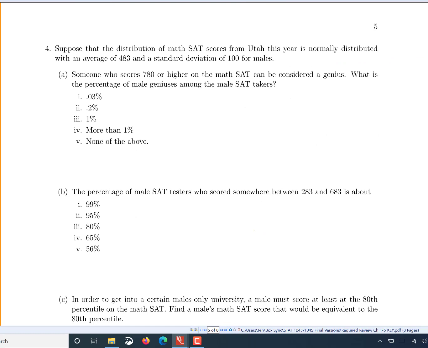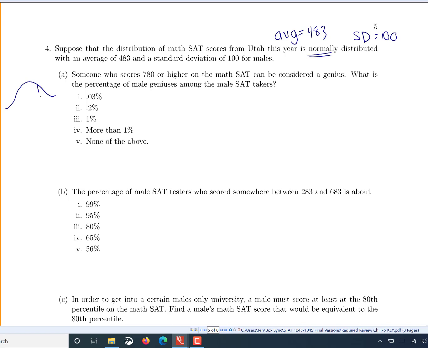Number 4, suppose the distribution of math SAT scores from Utah this year is normally distributed with an average of 483 and a standard deviation of 100 for the males. So normally distributed, that means we're talking about things from chapter 5. We're going to have an average of 483 and an SD of 100. Let's see. Someone who scores 780 or higher on the math SAT can be considered a genius. What is the percentage of male geniuses among the male SAT takers?